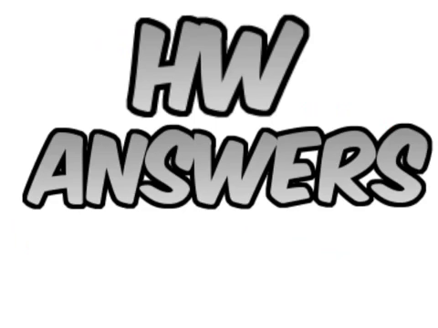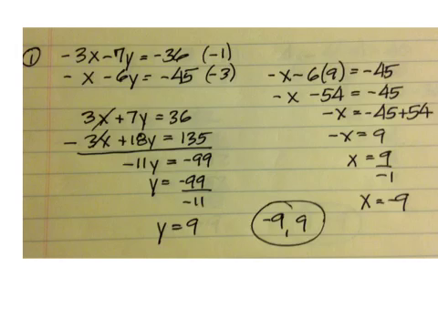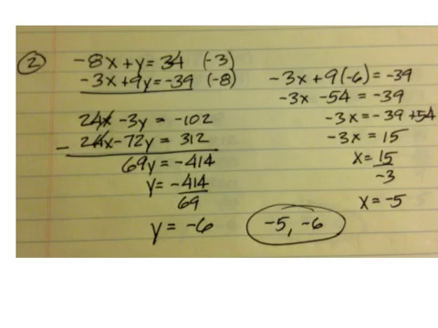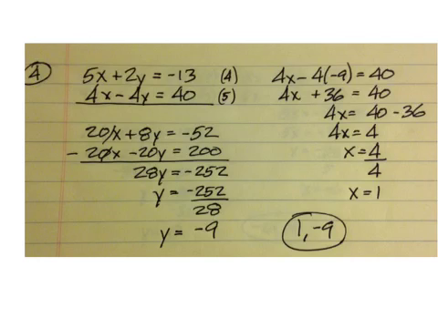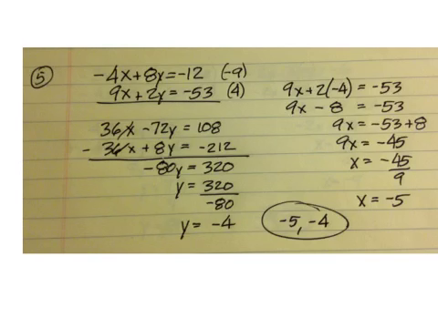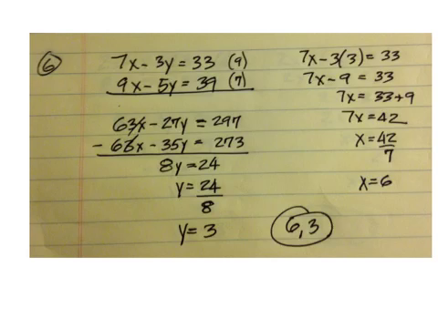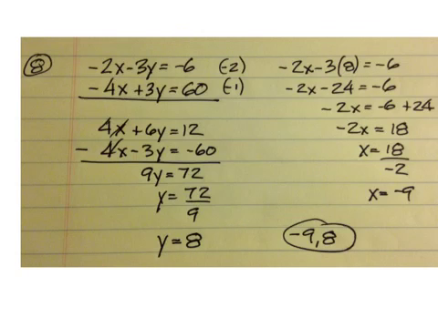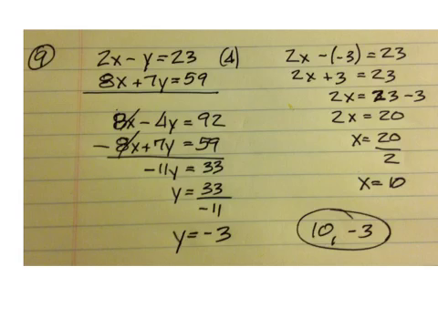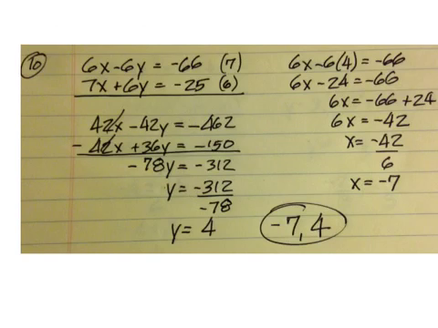Here are the homework answers. You get 1 point per problem. Must have both numbers right. Number 1 is negative 9, 9. 2 is negative 5, negative 6. 3 is 6, negative 9. 4 is 1, negative 9. 5 is negative 5, negative 4. 6 is 6, 3. 7 is negative 6, 8. 8 is negative 9, 8. 9 is 10, negative 3. 10 is negative 7, 4.